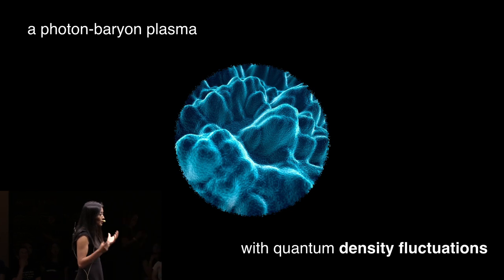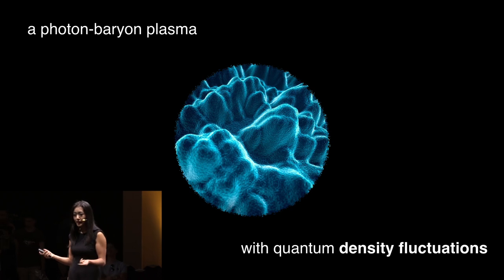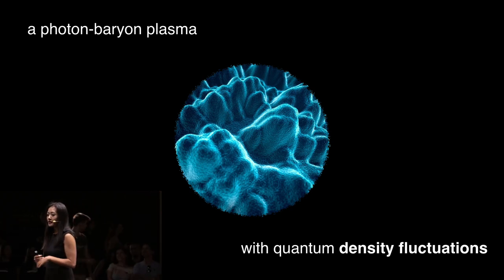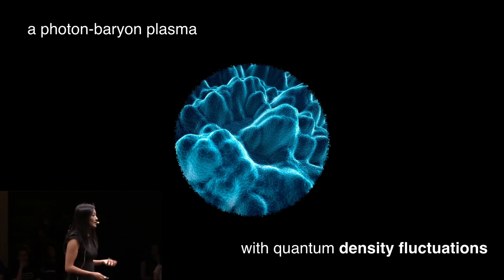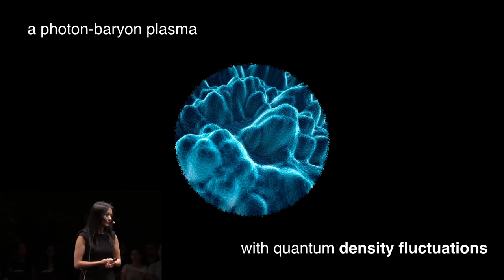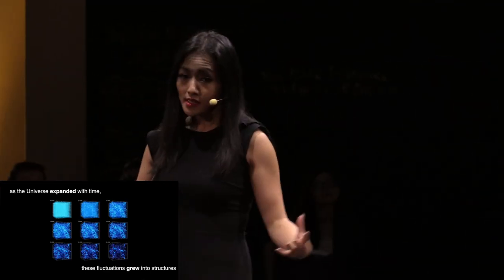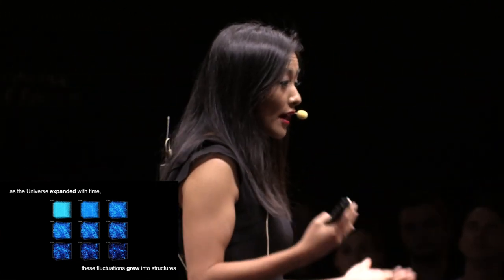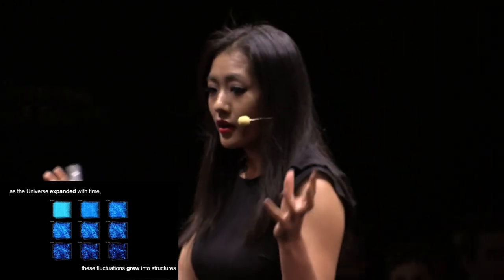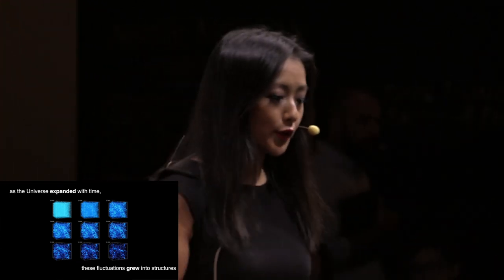Photons and baryons were coupled together, so light and the material that makes up you and I and the things that we can see and interact with, they were coupled together in this plasma and moving in and out of the quantum fluctuations in the early universe. And as time went by, the universe expanded because, of course, it was hot. And under the influence of gravity, the universe formed these structures. So all the gravity was making structures collapse, and the universe was expanding, creating these voids.